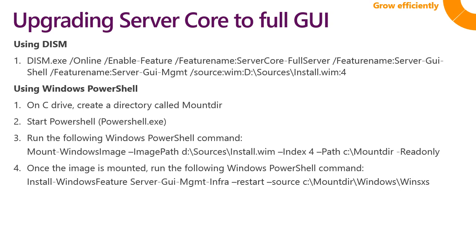But we've got the DISM command line option where we can basically work with the online image, add the features we need, and as I mentioned, we do need to be pointing to the location where the WIM file exists so we can bring those features in.